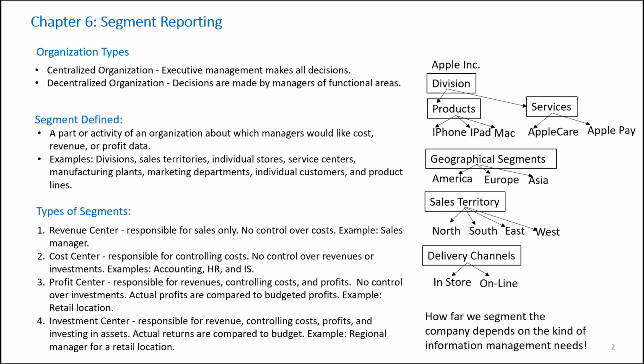Let's start off by talking about organization types. Organizations can be broken into two types of categories, either centralized organizations or decentralized organizations. In a centralized organization, the executive management basically makes all decisions. This type of structure is typically good for small companies offering a single product.